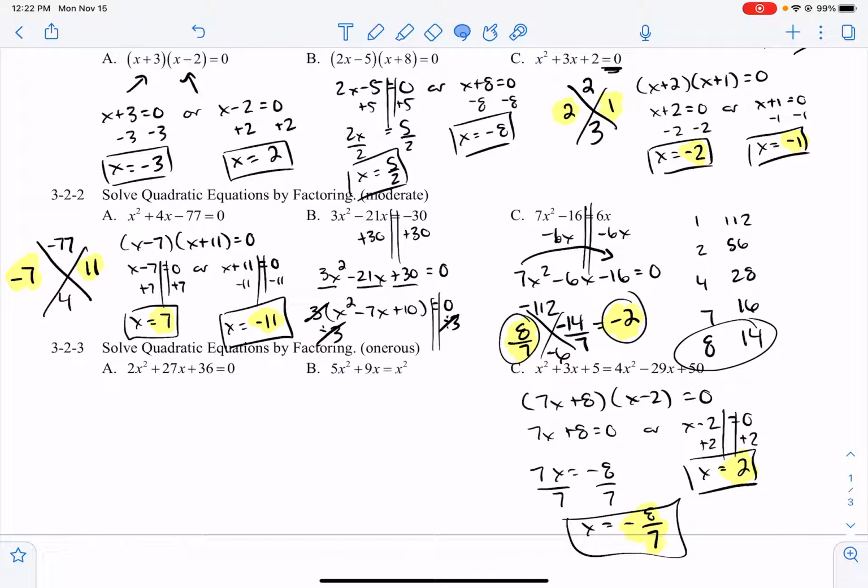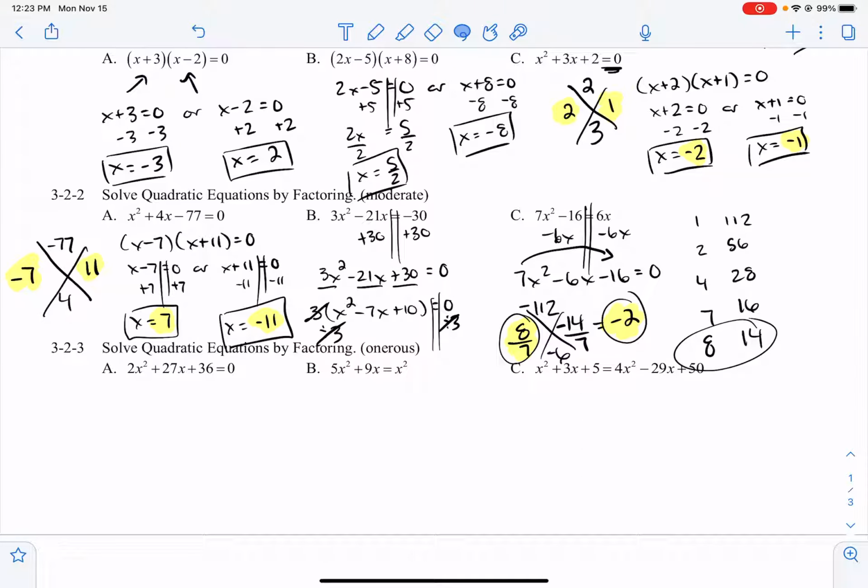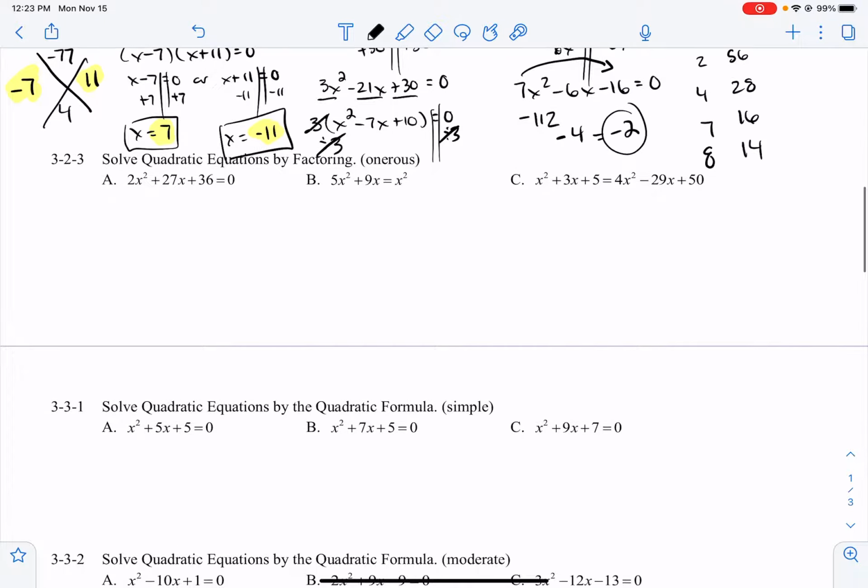All right, we need more room. I kind of covered up some of our problems down here, so I'm going to erase a few things just to give us more room for these problems.